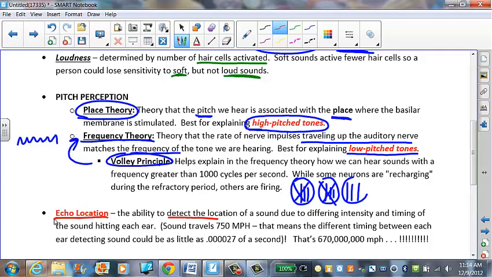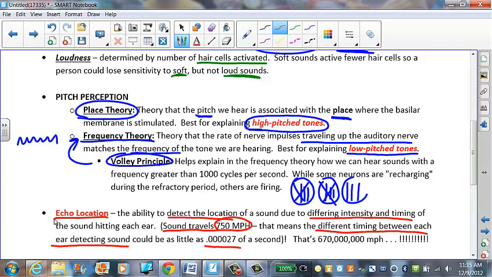That's the ability to detect the location of a sound due to differing intensities and timing of the sound hitting each ear. Now remember, we have ears on opposite sides of our head, and sound travels at about 750 miles per hour, which means that if we're looking straight ahead and a sound comes from our right side, there'll be a different timing between those signals being sent to our brain from each ear detecting the sound. And it could be as little as 2,700 thousandths of a second from sound reaching our right ear to our left ear. And we can detect that difference, and then we'll turn our head to the right.